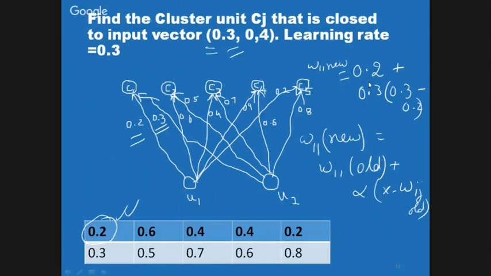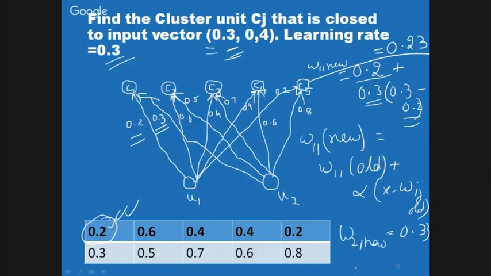So W11 new, I am again repeating the formula: W11 old, the old value is your 0.2, plus alpha, which we have taken as the learning rate, your 0.3, within brackets xi minus Wij. In our case xi is your 0.3, Wij old, that means the old value, is your 0.2. So this W11 new you will get as 0.23. And similarly W21 new you will get as 0.33. So there will be two values, one will be W11 new and W21 new, right?